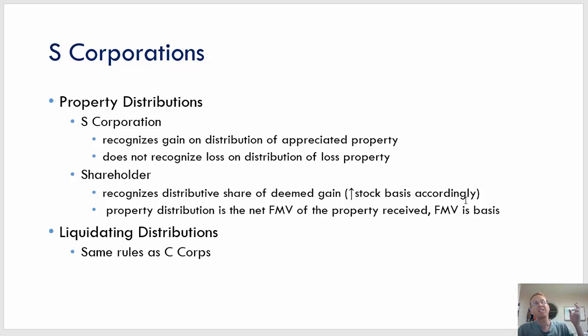The property distribution, again, is the net fair value if you're distributing debt with it. You have to take that into account and remember that economically, if I'm giving you something worth 100, but you take debt of 30, it's really worth 70. And then for liquidating distributions, I'd refer you back to the C corp chapters. It's the exact same rules. So hopefully that helps jog your memory on S corporations and can help you get ready for the exam.